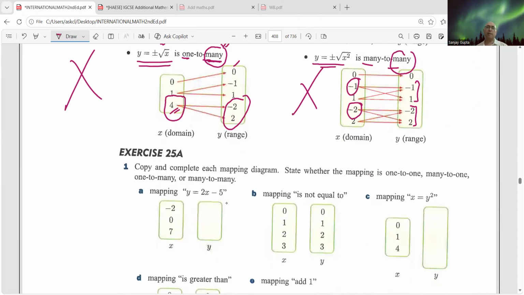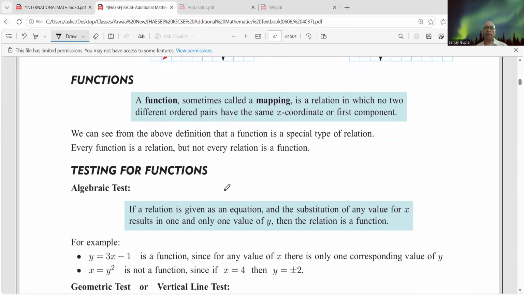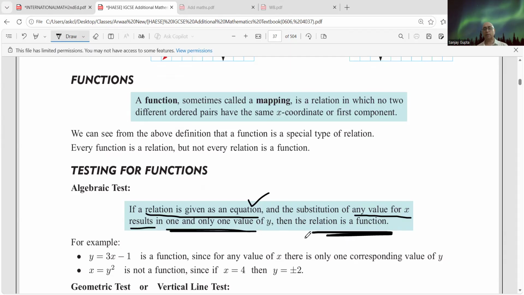So a function is a mapping, right? Function is called a mapping. Or if a relation is given as an equation and the substitution of any value of x in that equation results in one and only one value of y, then the relation is a function.